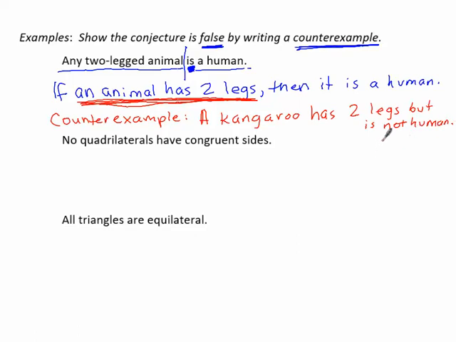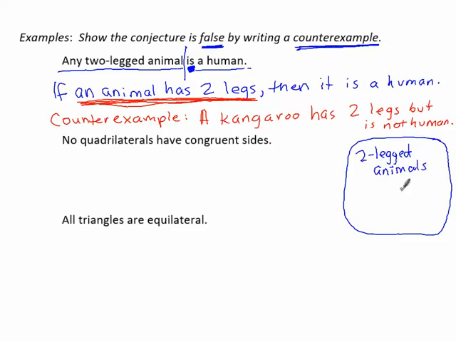Sometimes it's easy to visualize the relationship between the hypothesis and the conclusion in a Venn diagram. You remember Venn diagrams. I'm going to draw one, putting the larger group in the outside box. So we've got two-legged animals. Some of them are human. So the bigger group is the hypothesis: two-legged animals. Inside the group is a smaller group of humans.